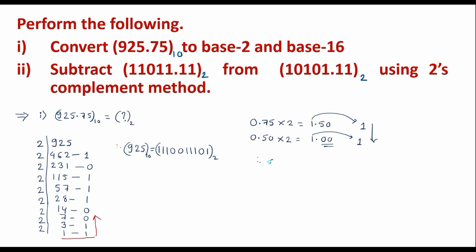Therefore 0.75, which is in decimal, is equal to 0.11, that is 1 1. So now writing these two numbers together, 925.75, which is in decimal, is equal to 1110011101.11, which is in binary.